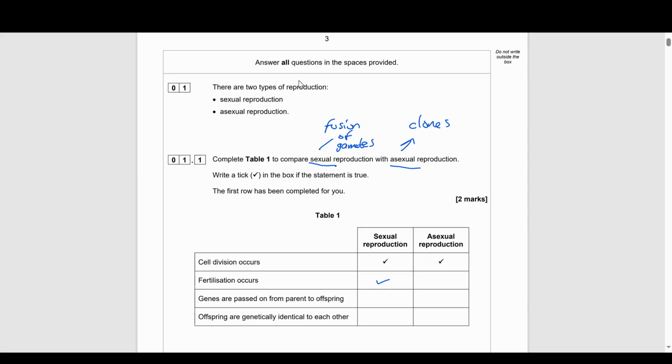Next one, genes are passed on from parent to offspring. Well, the genes are going to be carried in the gametes, which would mean that the offspring should also have those genes, so that needs to be a tick. And if it's asexual reproduction and you're making clones, they're genetically identical to the parent, so they must have the exact same genes as the parent, so this should be a tick too. Offspring are genetically identical to each other. We just said that term multiple times now. That's only in asexual reproduction, which is why this one should be ticked only.